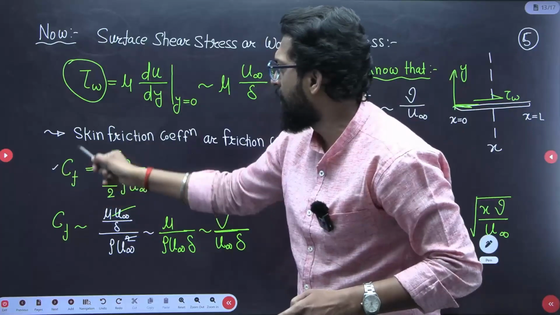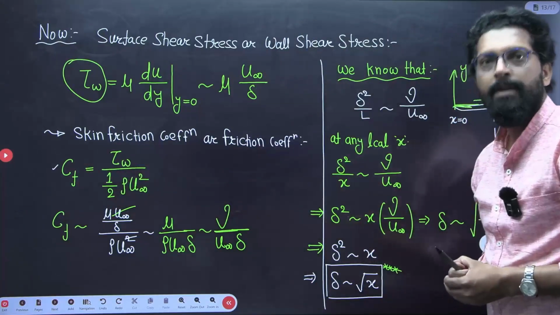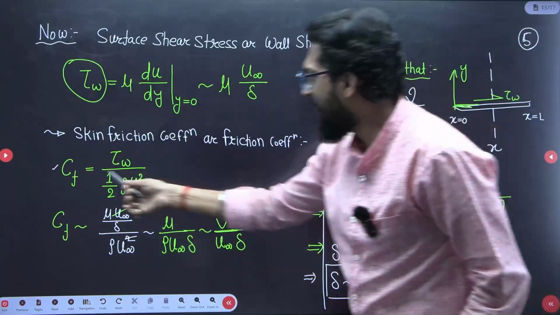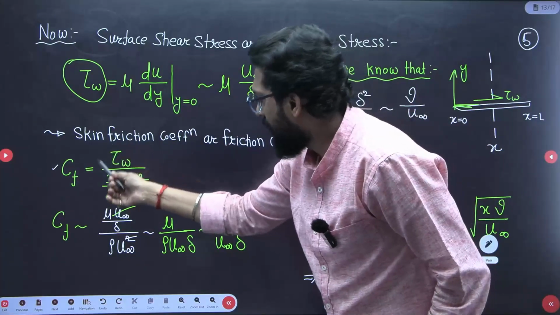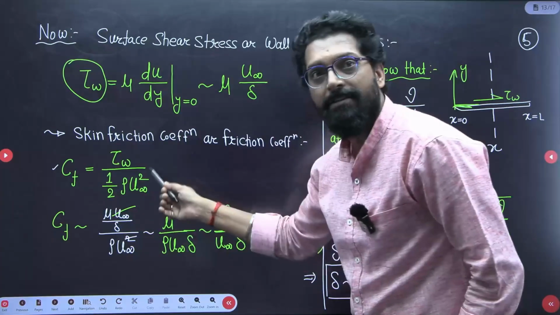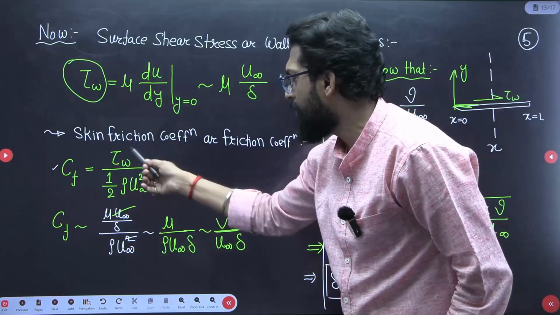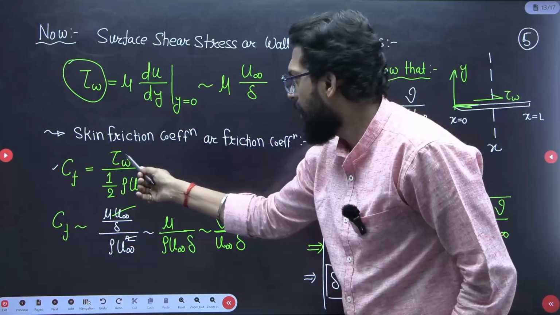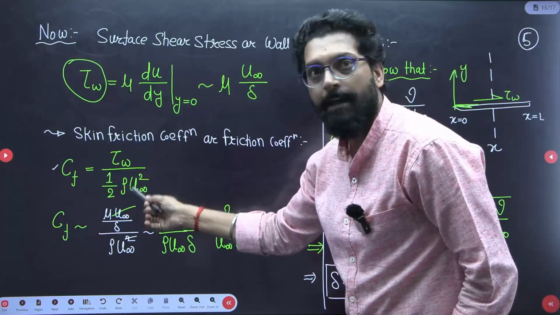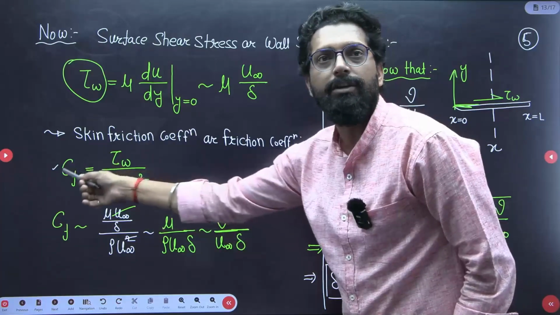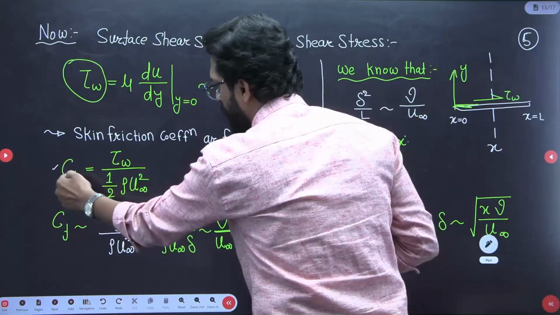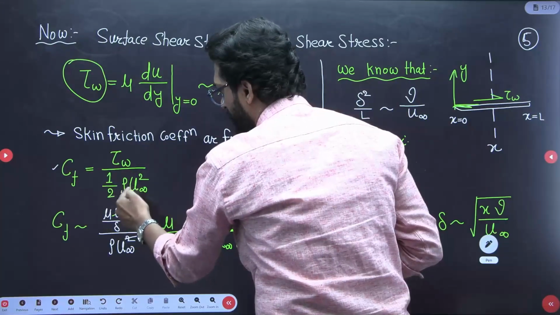Now, if you non-dimensionalize the wall shear stress, you have to introduce one term known as the skin friction coefficient. What is that? The friction coefficient is the ratio of the wall shear stress to the dynamic pressure. Both are in Newton per meter square, the same unit, so it is a non-dimensional number. The skin friction coefficient is the wall shear stress divided by half rho u infinity square.